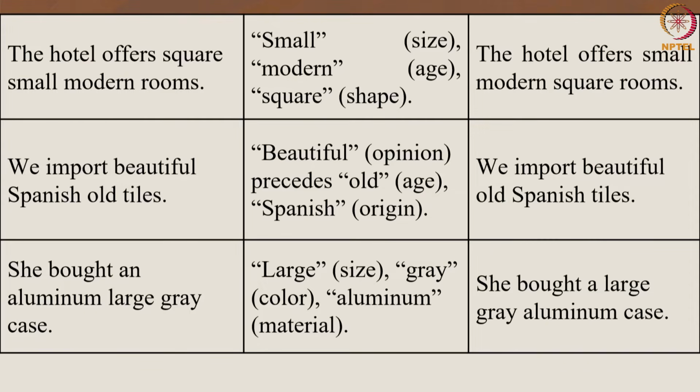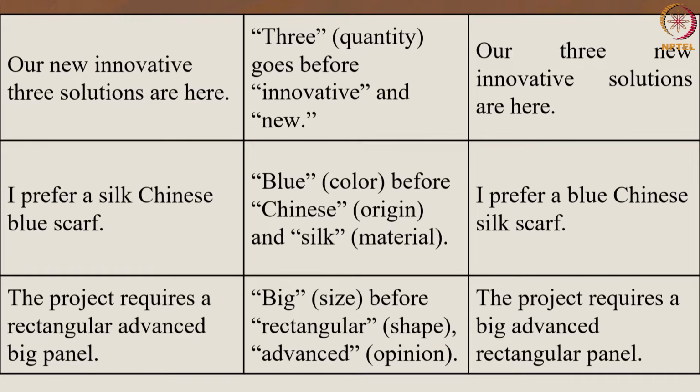Next one. She bought an aluminum large grey case. So large is a size, grey is a color, aluminum is material. So the correct form would be, she bought a large grey aluminum case. Next is, our new innovative 3 solutions are here. So 3 is a quantity, it goes before innovative and new. Our 3 new innovative solutions are here.